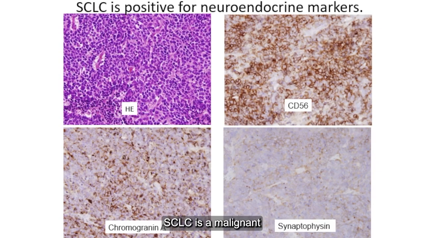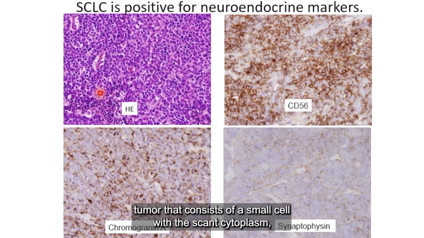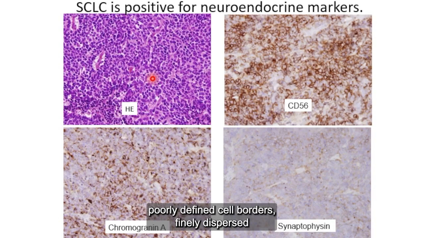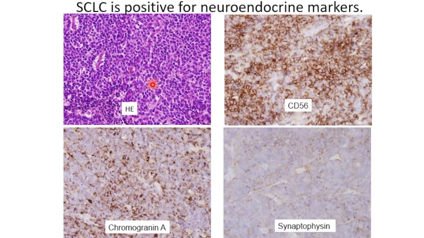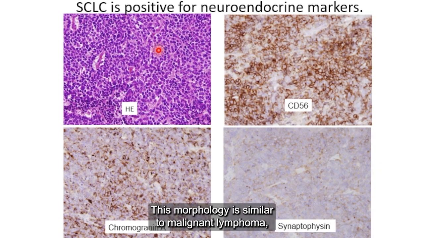SCLC is a malignant epithelial tumor that consists of small cells with scant cytoplasm, poorly defined cell borders, finely dispersed granular nuclear chromatin, and absent or inconspicuous nucleoli. This morphology is similar to malignant lymphoma.